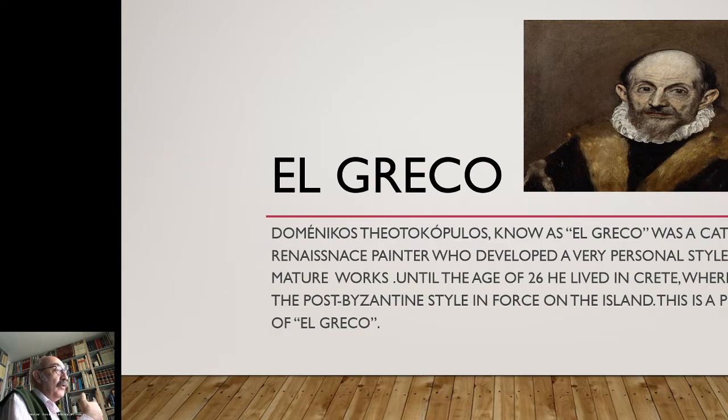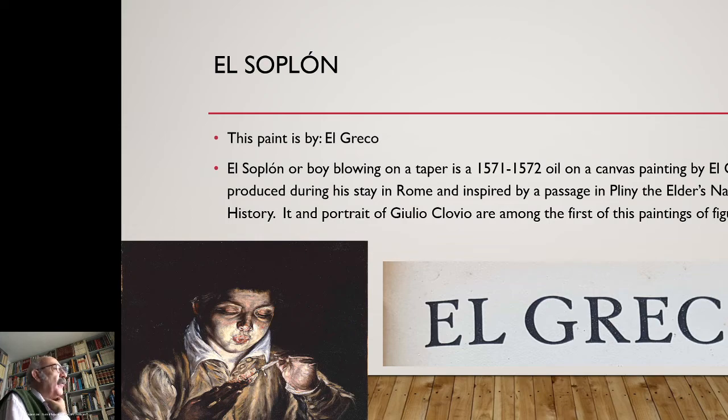His name was Domenicos Theotokopoulos. You go to Toledo, you're going to see a lot of paintings by him. So you have here one of them. This boy looks like he's looking at a mobile phone, but it's not. It's a candle. Can you see light here? It's very difficult to capture in a painting, so El Greco was able to do that. Very good. You have here more information, but we don't have enough time to look for it.